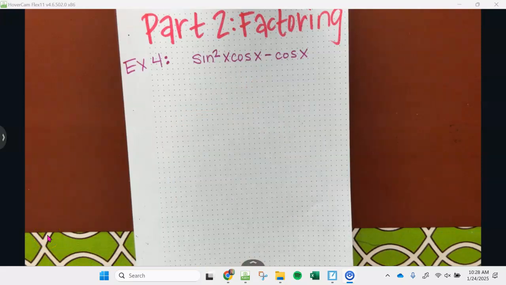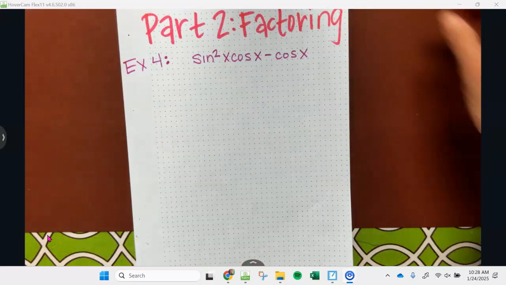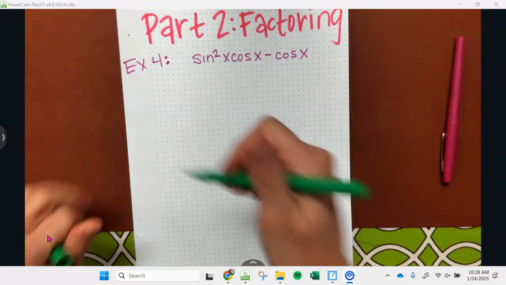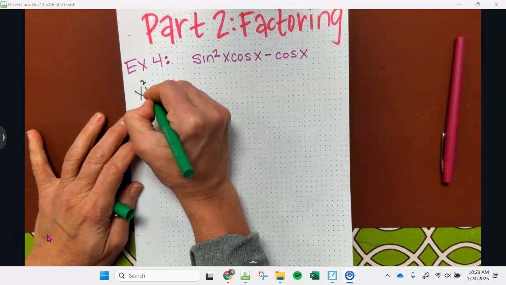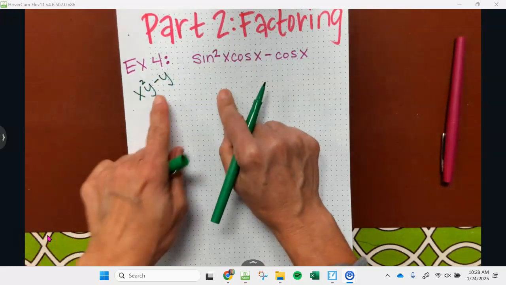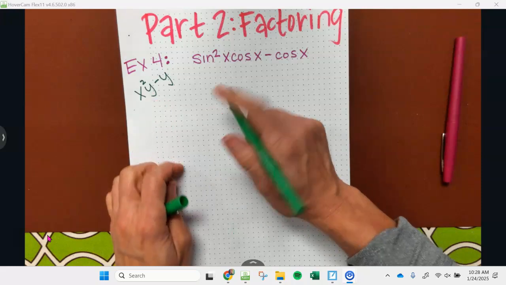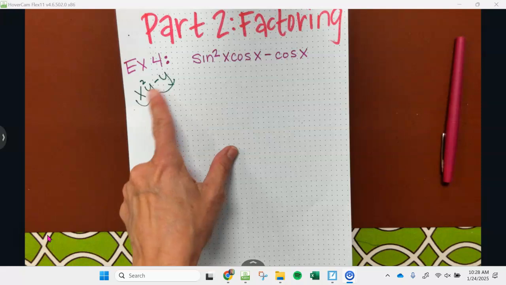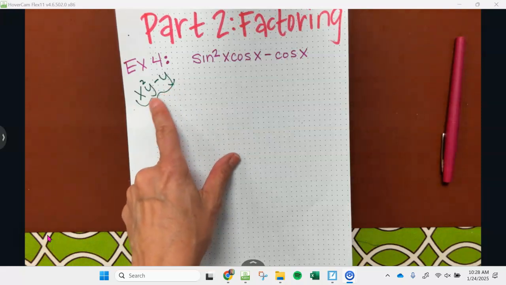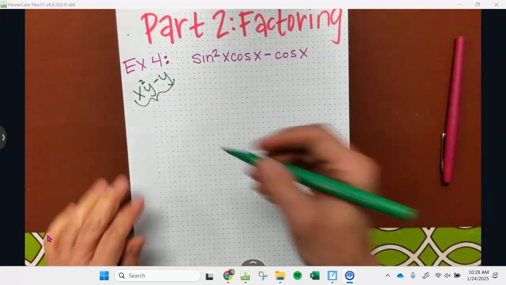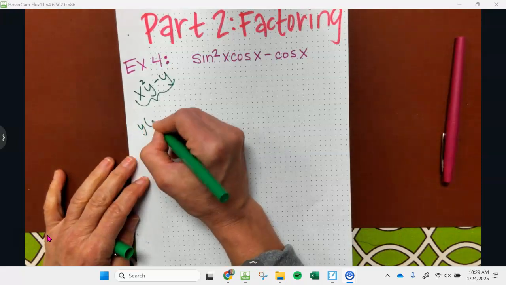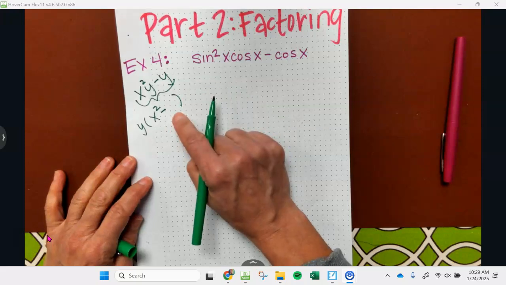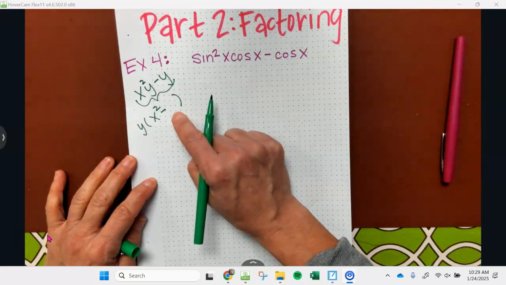times cosine x minus cosine x. This is factored the same exact way as that. Let's factor this first. So if this was on a factor drill, what could you take out of both of these? Let's do that. So that's going to leave x squared minus, what goes here? 1. Yeah, good job.